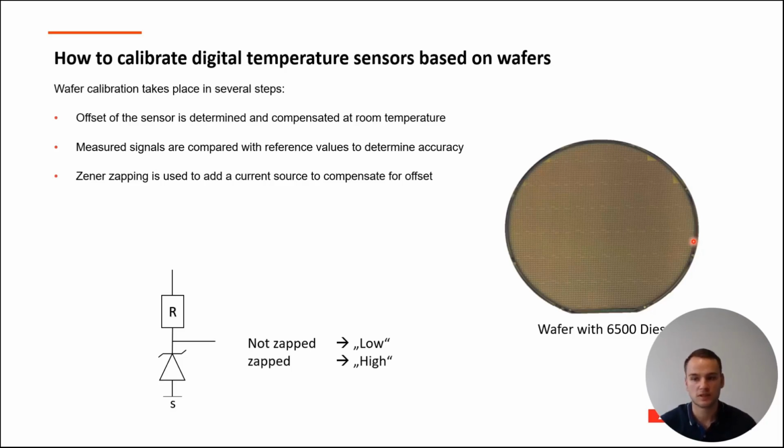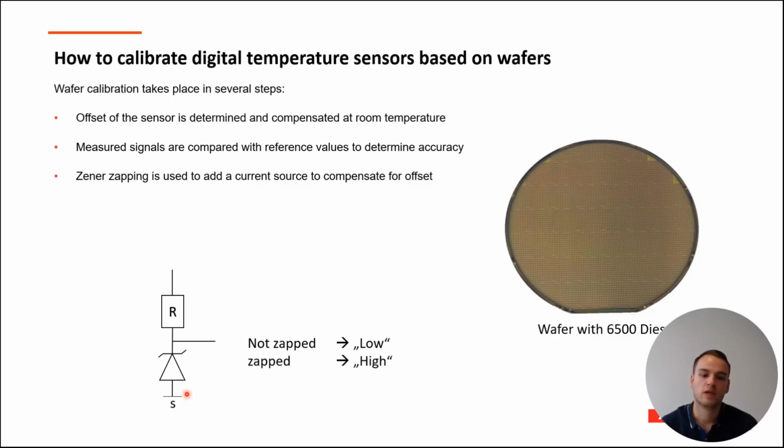We are using Zener zapping for our calibration process, which I will show you in a second. First of all, we have 8 Zener diodes that can assume the high or low state, and the 8 Zener diodes are on each temperature sensor. If you take a look at the picture on the left, you can see that we have a resistor and a Zener diode on the bottom. Below the Zener diode, we have a signal output, which we are measuring.